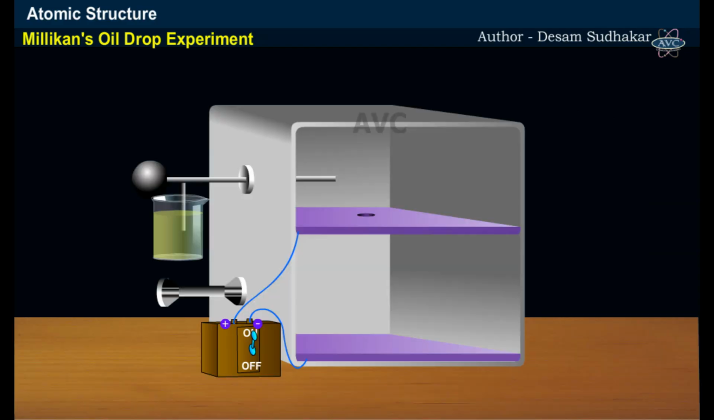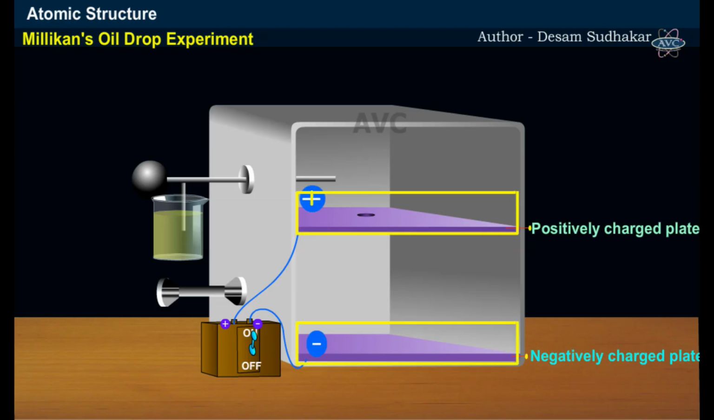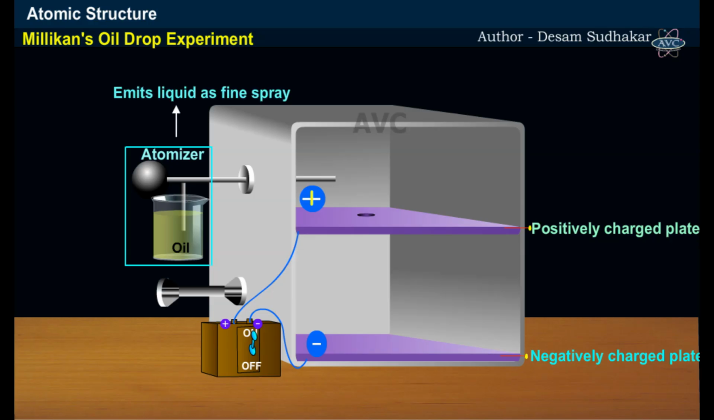The setup of Millikan's experiment shown consisted of two plates, a positively charged plate and a negatively charged plate. These two charged plates are in turn connected to a battery. An atomizer, a device used to emit liquid as a fine spray, along with a microscope is arranged. The purpose of this microscope is to observe the movement of tiny oil droplets.